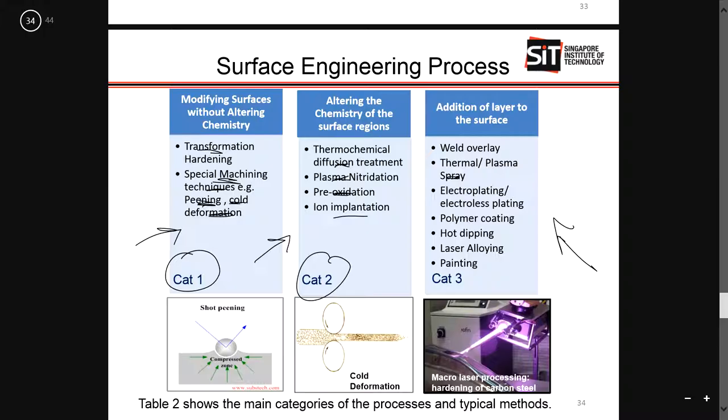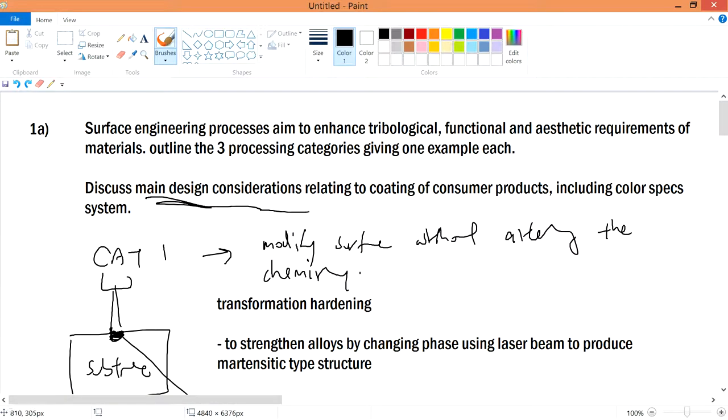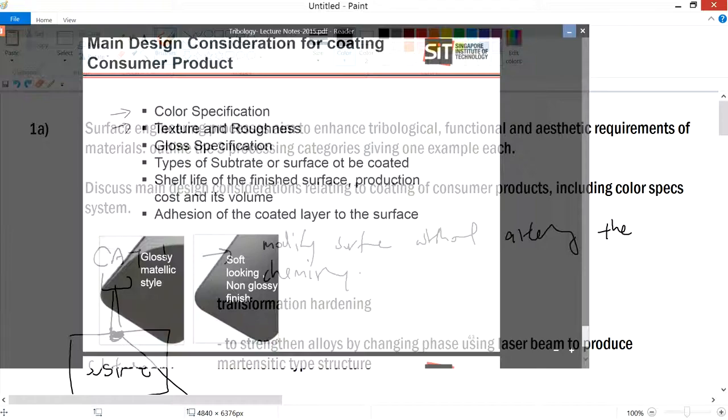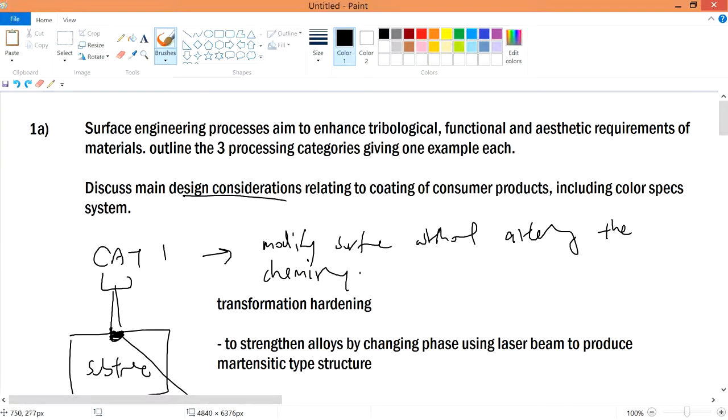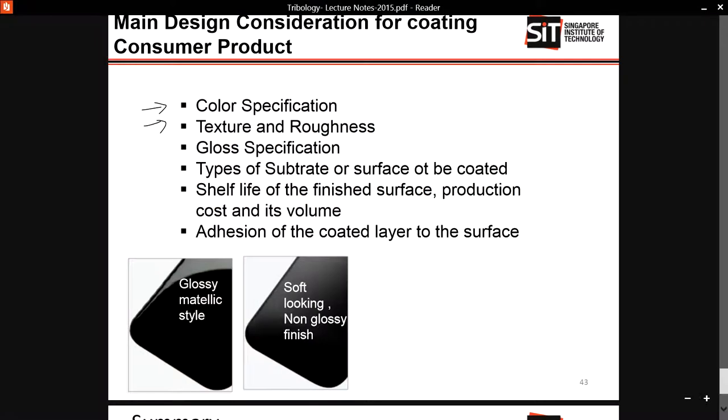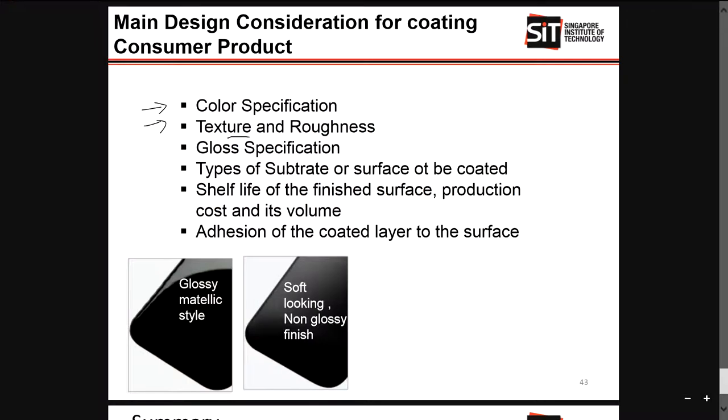Okay, so take note of memorizing these things if you need, and if you want to understand or memorize, you can also do that. So next is: discuss main design considerations relating to coating of consumer products, including color specs. Alright, so we have cleared away the 3 categories. Let's talk about the main design considerations. If you remember, these are the following 7 points for design considerations. You may want to elaborate a bit. I think you need to discuss.